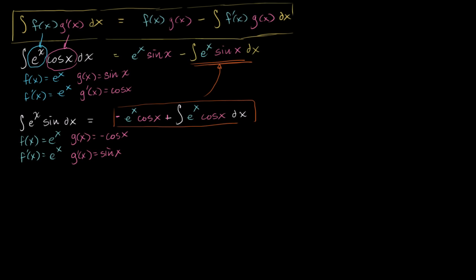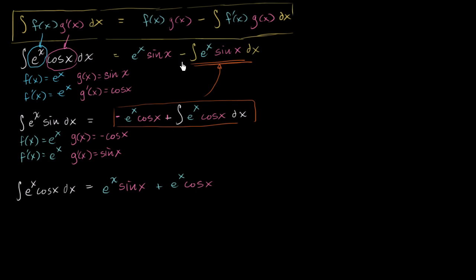So what we'll get is our original integral on the left-hand side here, the indefinite integral, or the antiderivative of e to the x cosine of x dx, is equal to e to the x sine of x minus all of this business. So let's just subtract all of this. If you subtract negative e to the x cosine of x, it's going to be positive e to the x cosine of x.